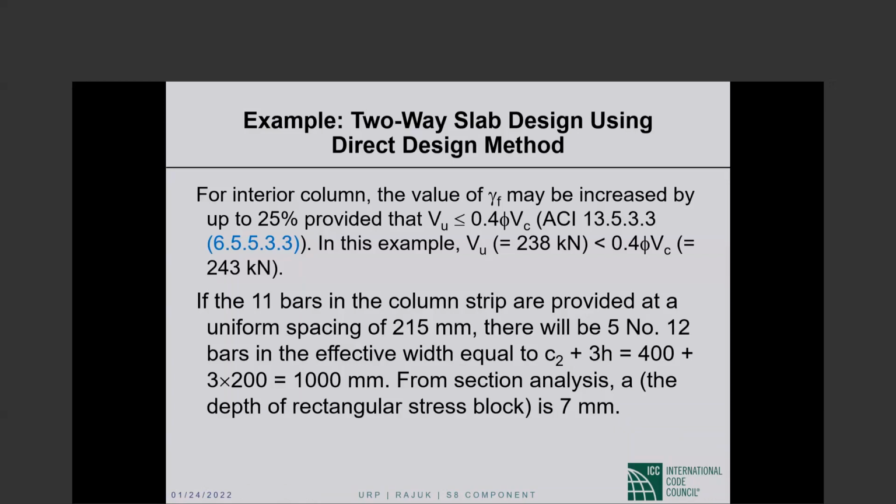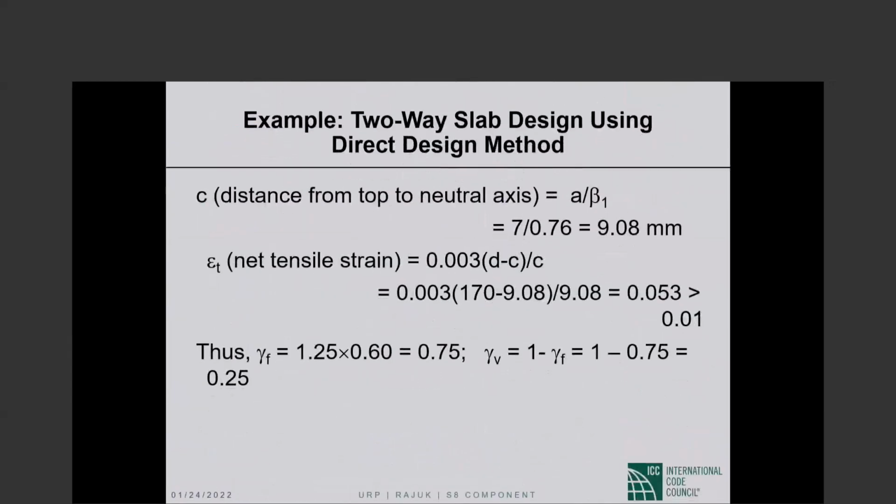For the moment that this moment transfer band will resist, it gives us 7 millimeters of stress block depth. For 40 MPa concrete, beta sub 1 is 0.76. So the neutral axis depth is 9.08 millimeters. So the net tensile strain by straight line strain distribution comes to 0.53.